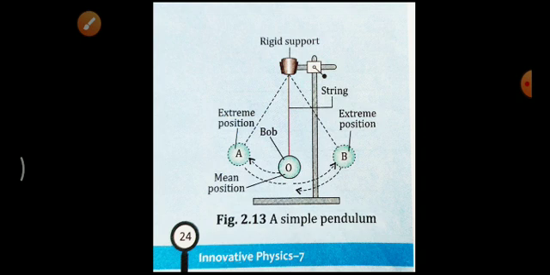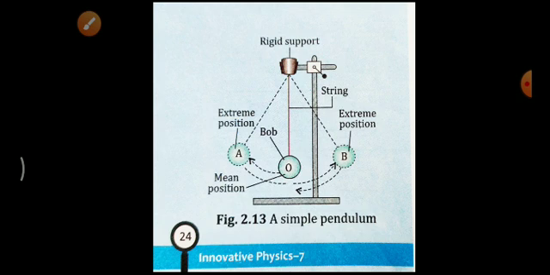Here on the screen you can see one figure is given, that one is the figure of a simple pendulum. I am going to explain that simple pendulum, how to construct it. One rigid support will be there, which is the fixed one, and one string will be there, and one end of the string is fixed with the rigid support and another end is tied with a bob. And that bob is oscillating between two different points, here A and B.